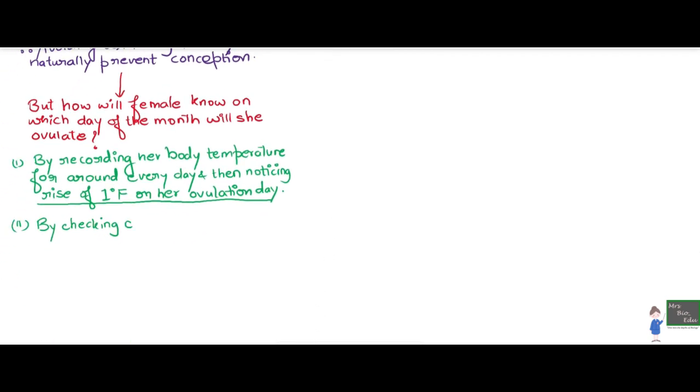This is our ovulation day, because at ovulation we have all the hormones at their surge. LH surge, FSH is highest, estrogen is highest. This increases the metabolism, and that results in a 1 degree Fahrenheit increment in the body temperature.